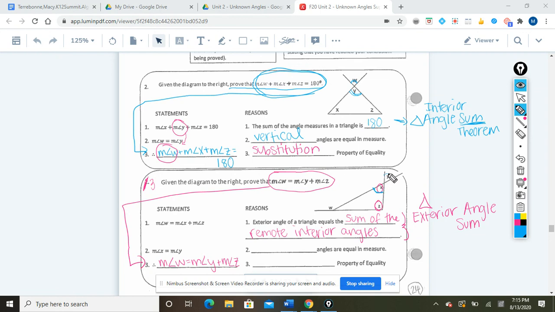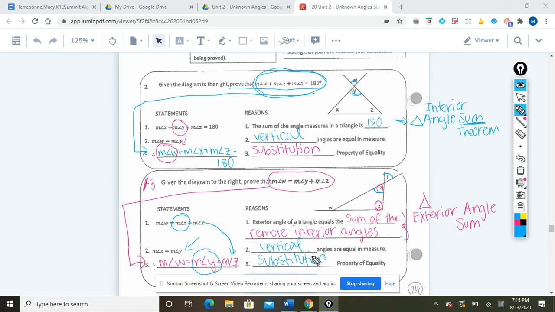So here's X, here's Y. Why are they equal? Because they're vertical angles. Then, all right, we got to look at this line compared to this line. W equals X plus Z, and W equals Y plus Z. What's different? X became Y. How did that magic happen? Because of this: X is equal to Y. We substituted in. We replaced one with the other.